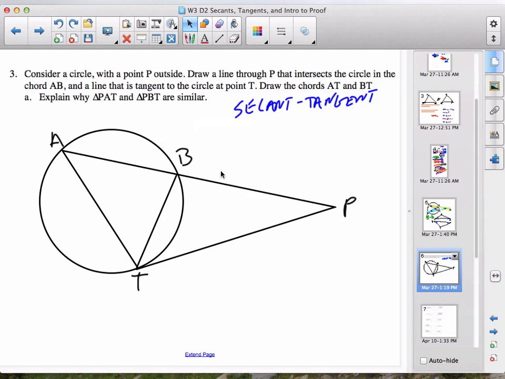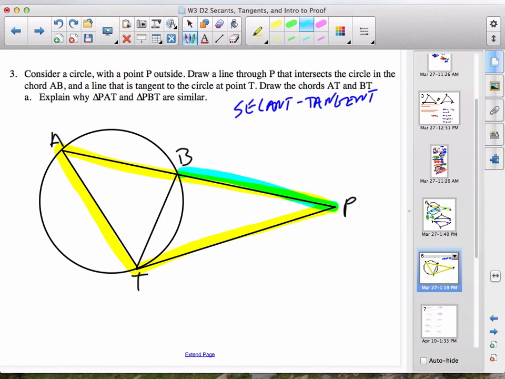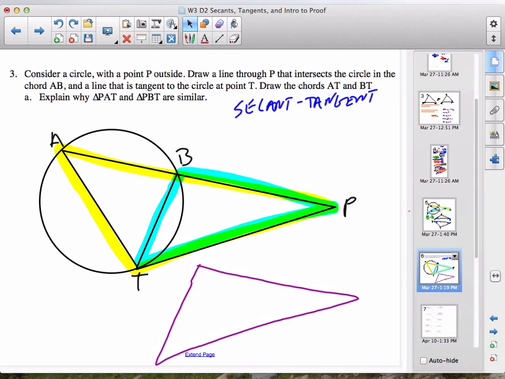And we're trying to prove that triangle PAT and PTB are similar, correct? So far, so good? Okay. So I'm going to find it incredibly useful to draw these two triangles separately. So maybe I'll do this one here. So that's PTB.